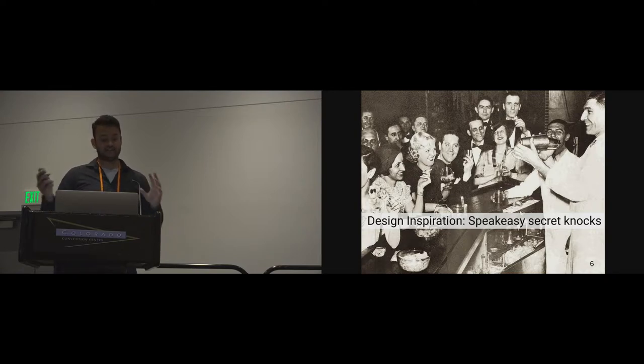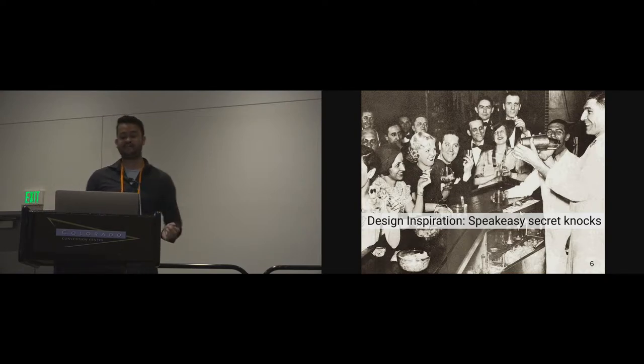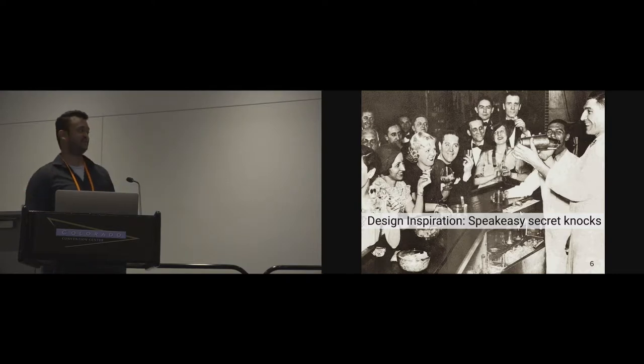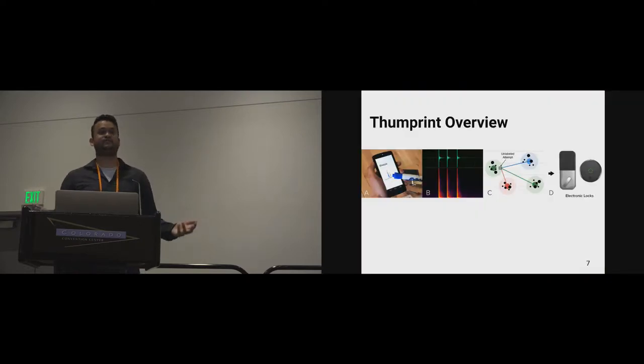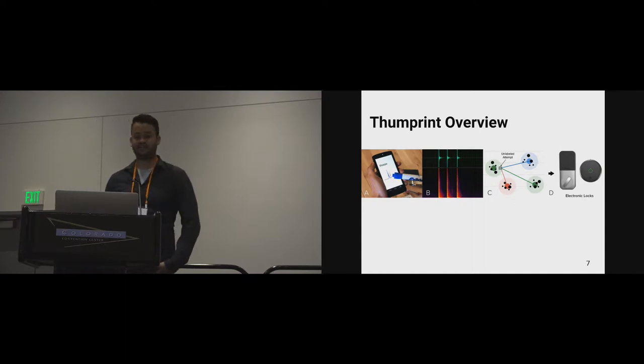Secret knocks are great because not only is there a single shared secret, but the expression of that secret may be variable enough to identify individuals because everybody mechanically expresses these things slightly differently. That was the key idea behind Thumprint. Can we bring secret knocks into the modern world? At a high level, Thumprint works as follows.